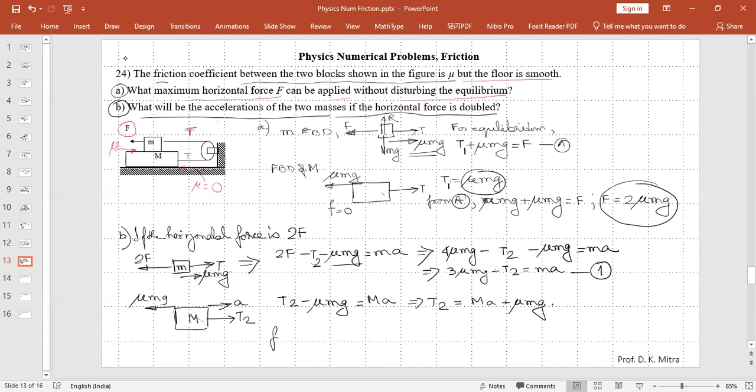So now from equation 1, we get 3 mu mg minus this tension T2, which we have already obtained now, this is capital M A plus mu small m g. This is equal to small m A.